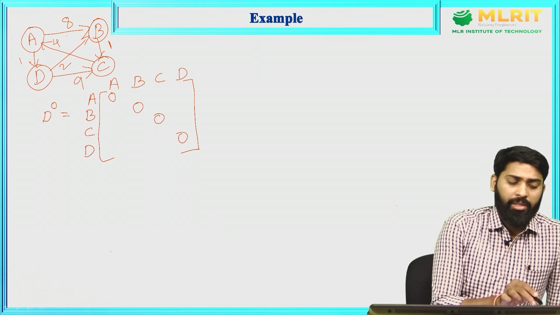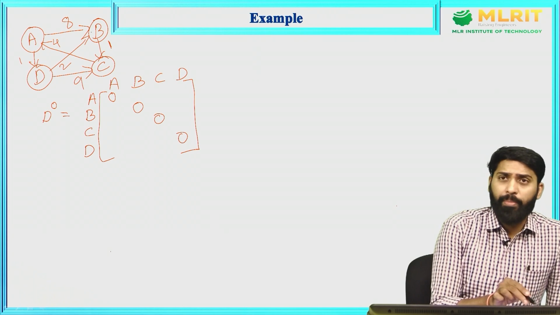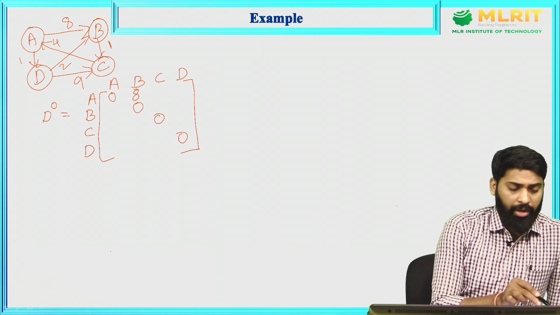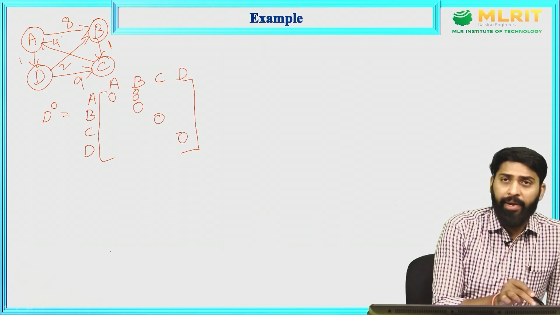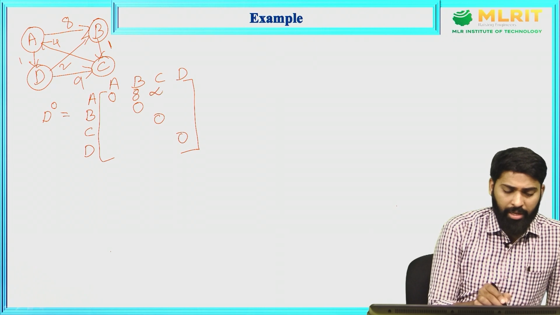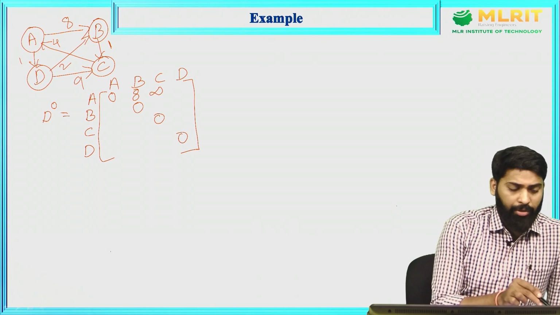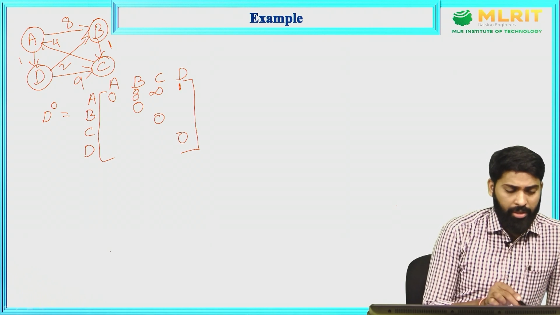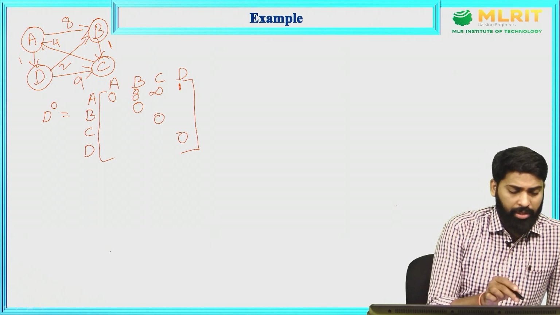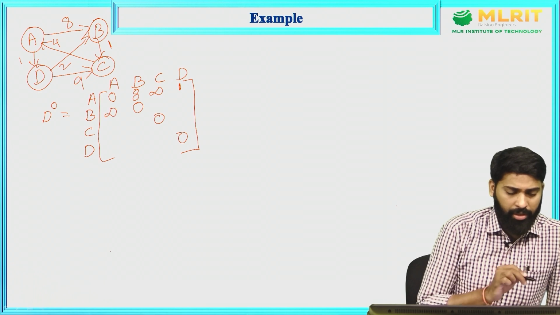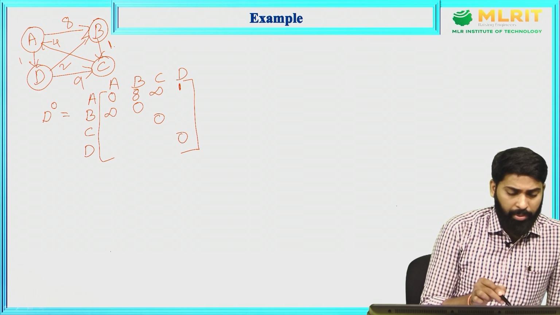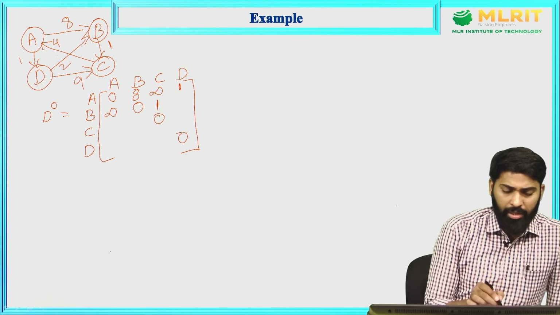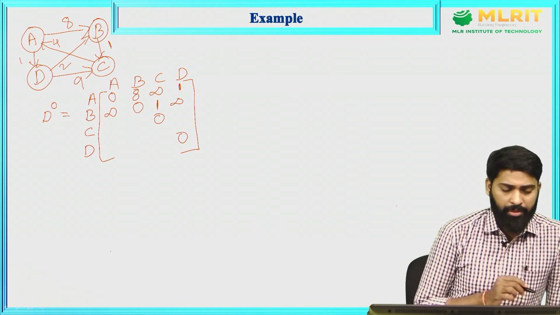Now, there is an edge between A to B with cost 8, so you write 8 here. A to C there is no edge, so write infinity. A to D, yes, there is an edge with weight 1. B to A, there is no edge, so infinity. B to C there is an edge with weight 1. B to D infinity, because there is no edge.